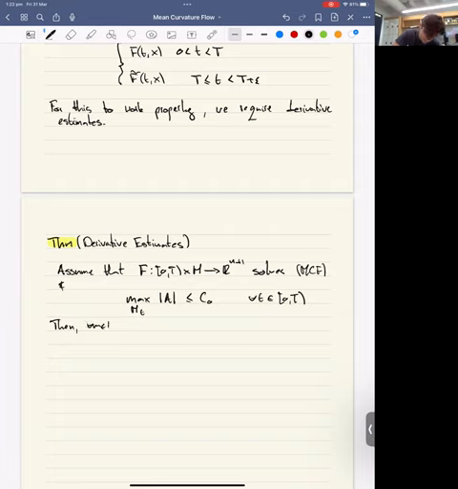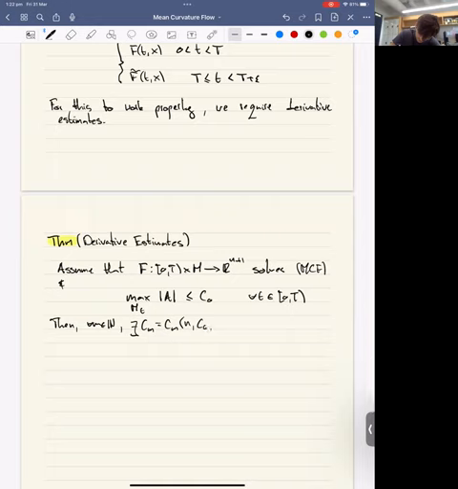for all natural numbers m, I can find some constant, again, I think I wrote this before, but I'll write it again, so it's worth having it here, such that my derivatives are also bounded. And in fact, I get this for all t.